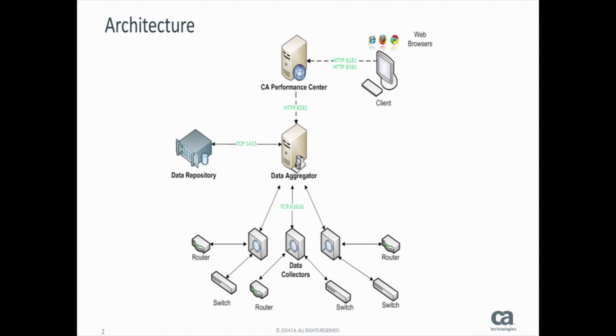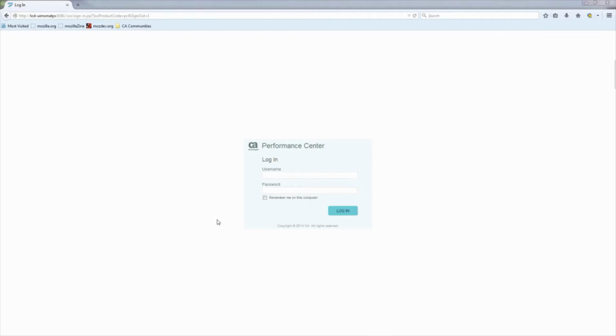This is a sample architecture for Performance Manager. At the bottom we have multiple data collectors collecting both SNMP and non-SNMP data from our lab infrastructure here. In total it's about 2 million polled items. Next up we have our data aggregator, collecting data from the data collectors and placing it into our data repository, a 3-node data repository in our example. And then finally, at the top, our CA Performance Center for our user interface.